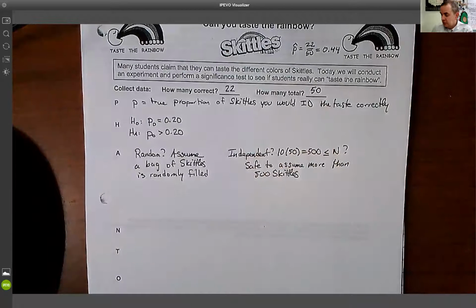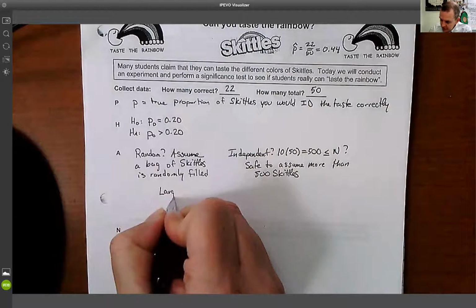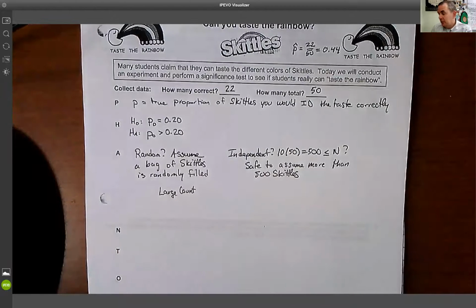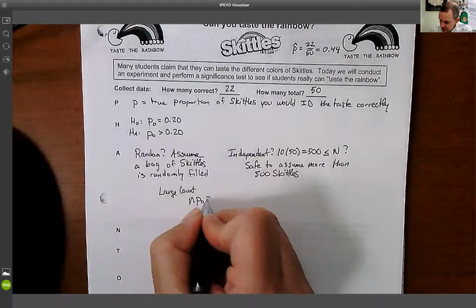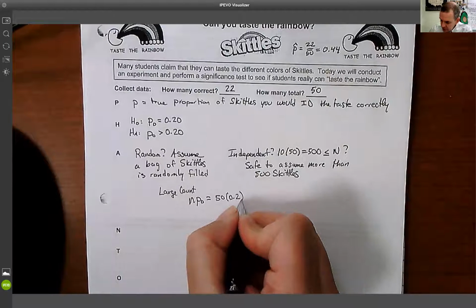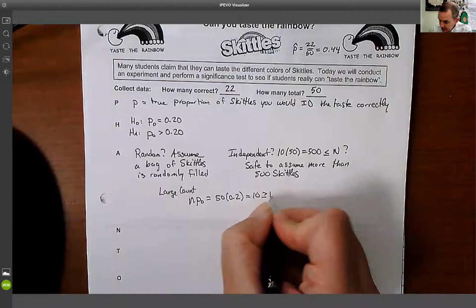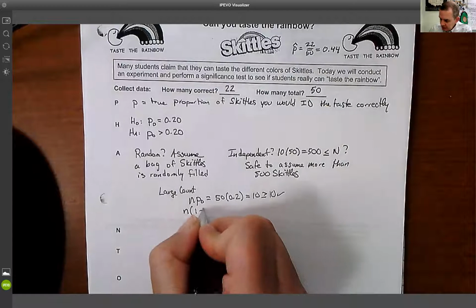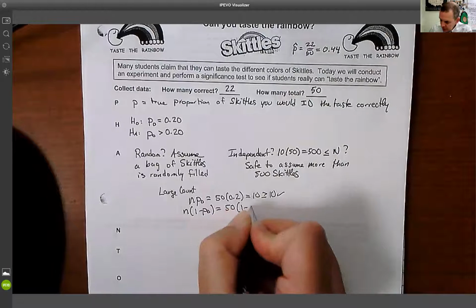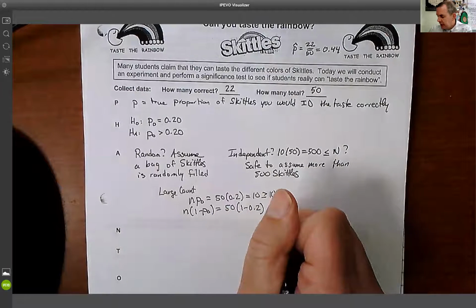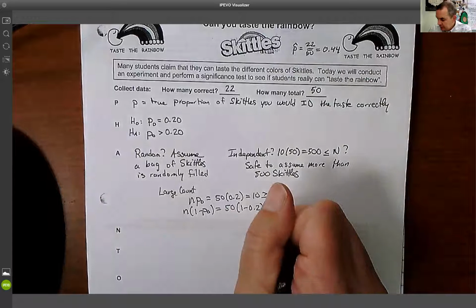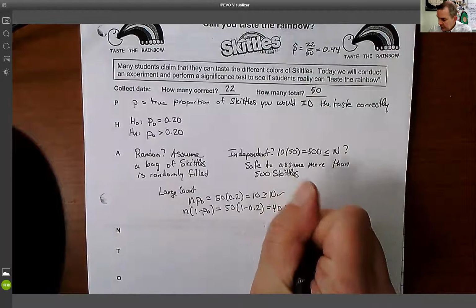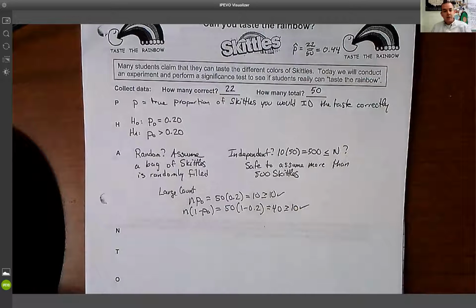The last thing we're going to check is the large counts condition. And here's the deal with the large counts. We want to use the claim. So we want n p naught, in this case 50 times 0.2. That gives me 10, which is greater than or equal to 10. And n times 1 minus p naught, 50 times 1 minus 0.2, gives me 40, which is greater than or equal to 10. So we verified that. And again, the reason we're using the claim is because we're basing this entire test on the claim. When we did a confidence interval, we were basing it on the sample.